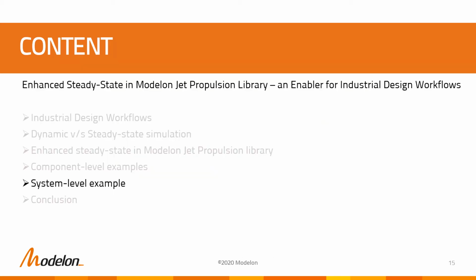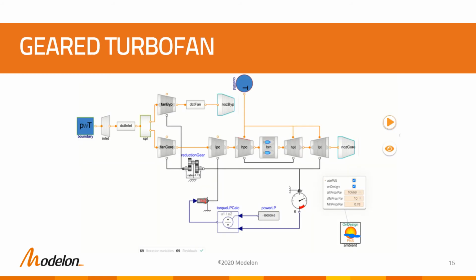Let's now illustrate the speed and robustness of the steady-state simulation within Modelon Impact with a system-level example, a geared turbofan. A geared turbofan usually includes two main regions, the core region and the bypass. The split of the airflow between both regions is made at the fan level. The core region includes two compressor stages, the combustion chamber and the high and low pressure turbines, as well as the nozzle. The other nozzle evacuates the bypass flow. A gearbox between the turbine and the fan allows different rotational speeds for efficiency optimization.